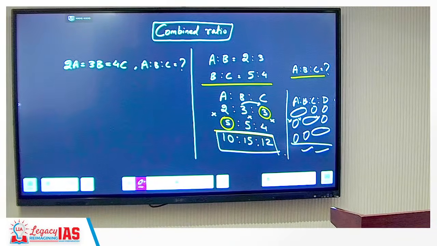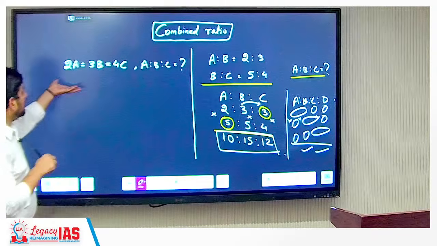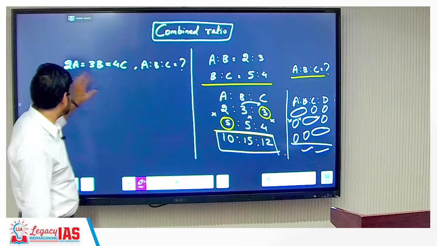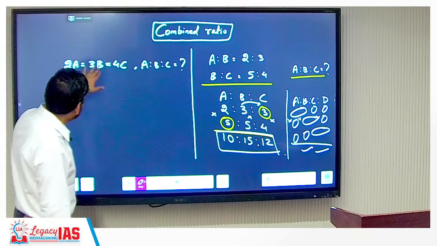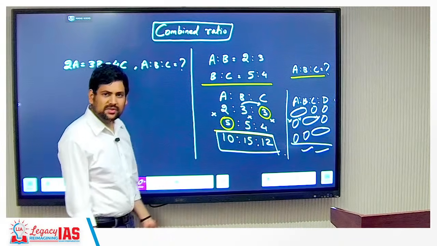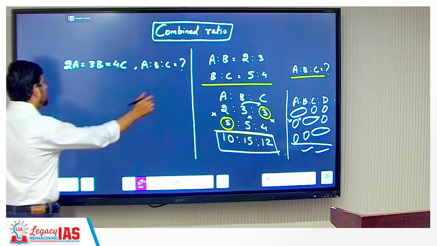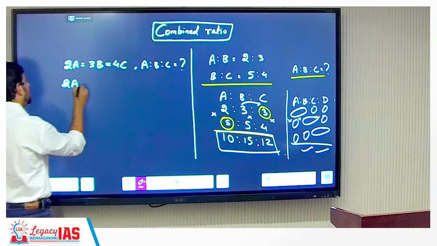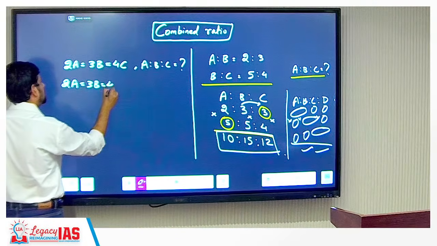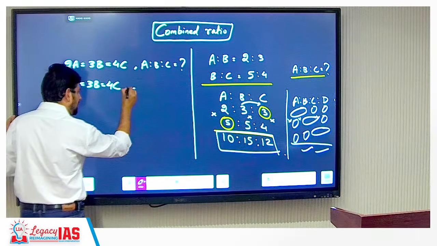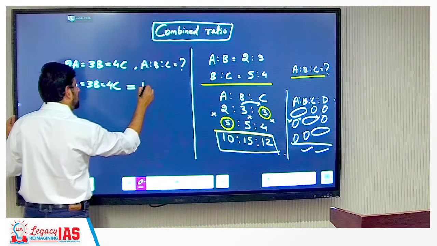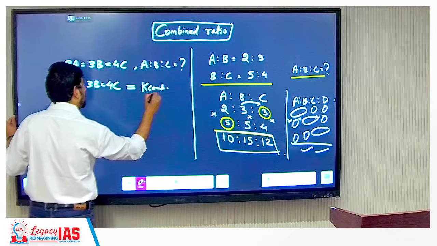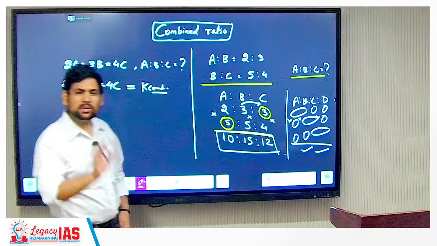Fine. Then the other way of asking the same combined ratio is this, which is 2A is equal to 3B is equal to 4C. This you may know intuitively. If I have to write A ratio B ratio C, how will I write? 2A is equal to 3B is equal to 4C. I can just make it equal to any constant. You understand this, because they're all equal, so I can equate them to any constant.